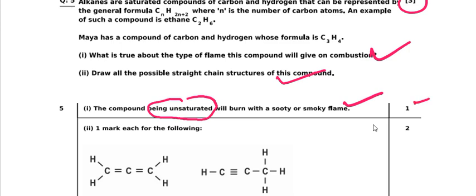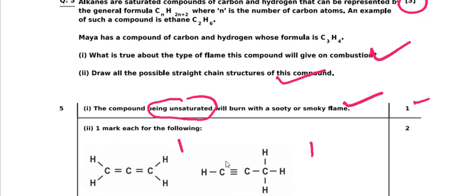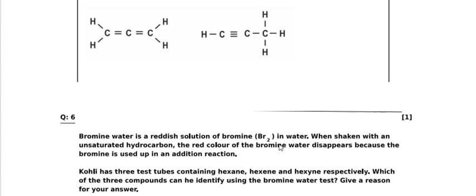And 1 mark for each of the following. When you form this chain, we get 1 mark. When you form this chain, we get 1 mark. That is a total of 2 marks. You are able to do this one. There is no need to explain here, my dear learners. So come to the next question.